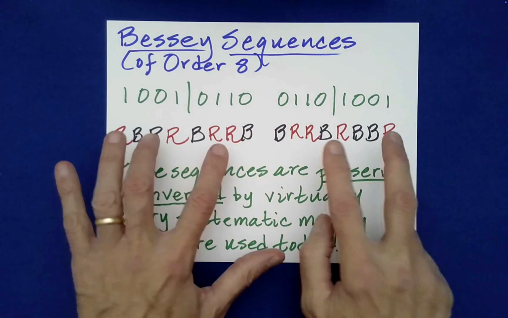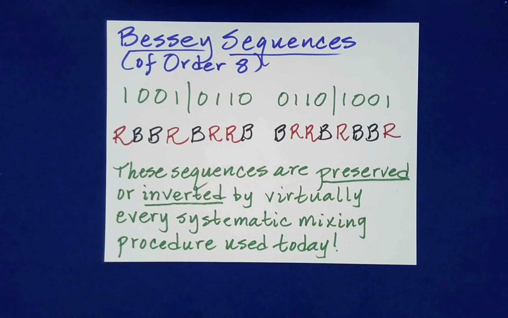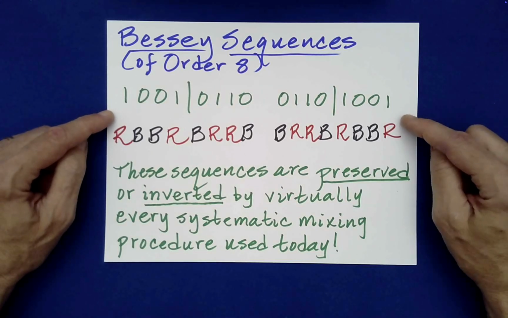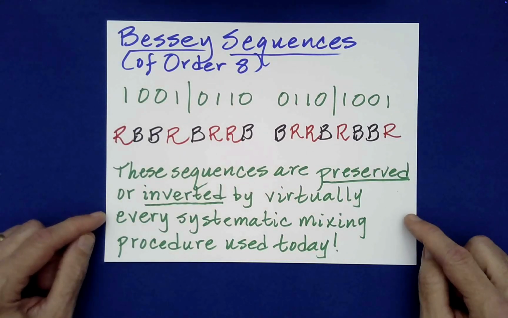Okay, so these 2 sequences can be mixed in literally hundreds of unique ways and not harm that underlying characteristic of being a Bessey sequence of order 8. Okay, so that's what I'm saying down here.